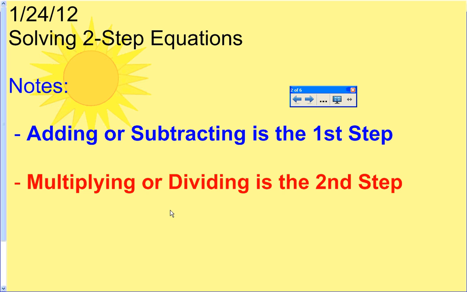We've learned about solving one-step equations where you added or subtracted something to both sides, or you multiplied or divided something to both sides. The only thing you need to know for two-step equations is that the first step will always be to add or subtract something to both sides, and the second step will always be to multiply or divide. So for the problems that we're going to do today, your first step should always be to add or subtract. Second step should be to multiply or divide. So let's look at some examples.